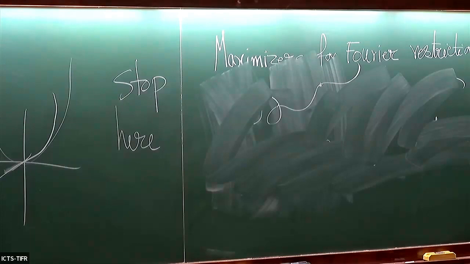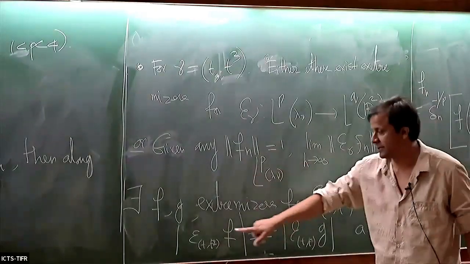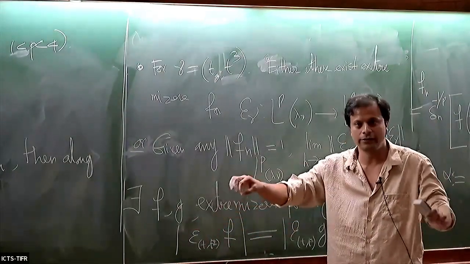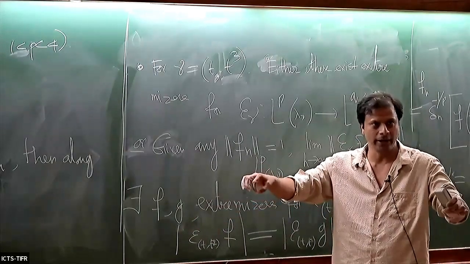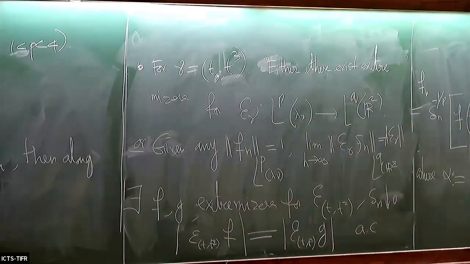So either extremizers exist, or given an extremizing sequence, I can find extremizers for the parabola so that I can blow them up at t equals 1 and minus 1. And in that case, we can explicitly calculate the operator norm. The operator norm for the cubic monomial is exactly alpha times the operator norm corresponding to the parabola, where alpha is the supremum of this continuous function.